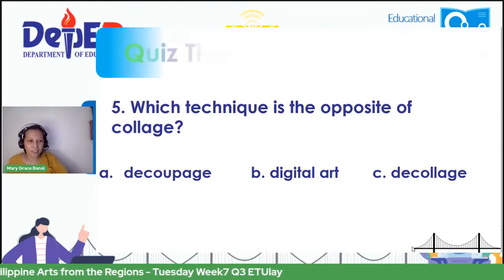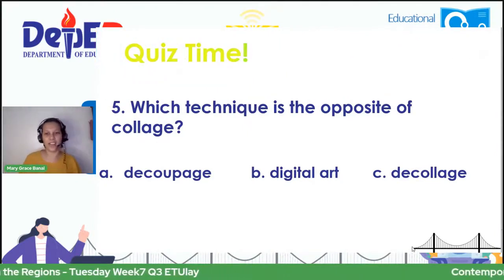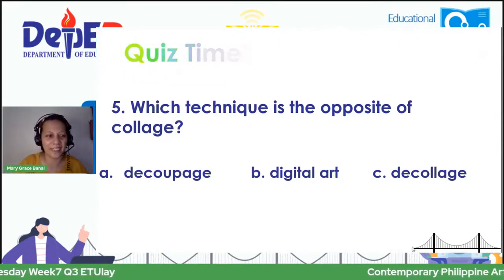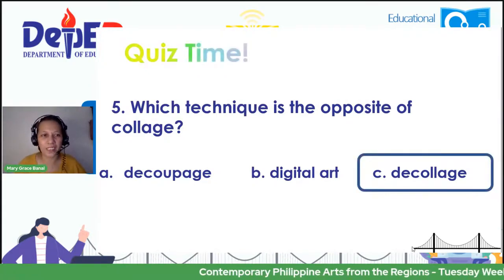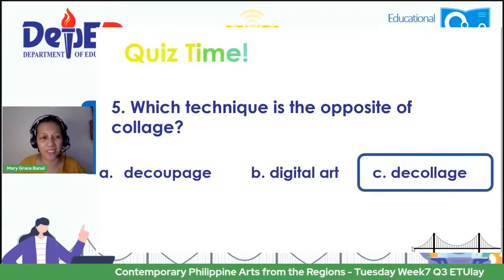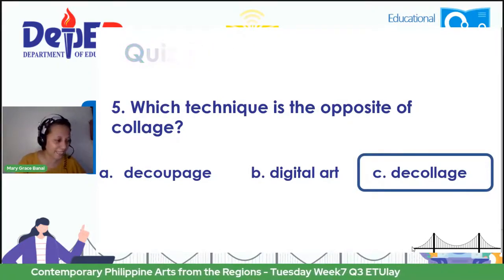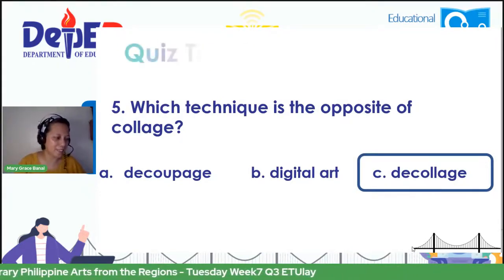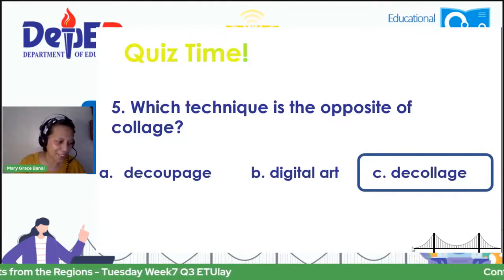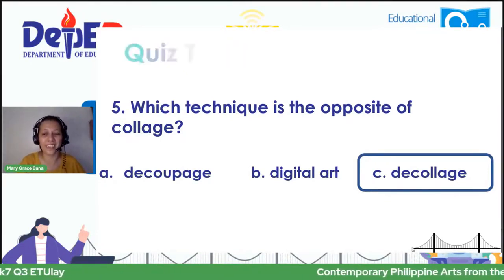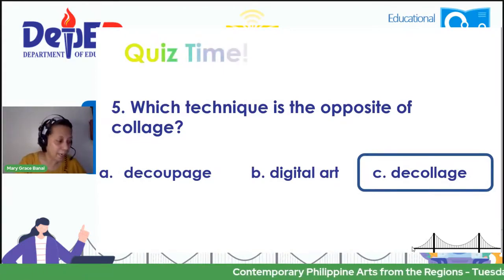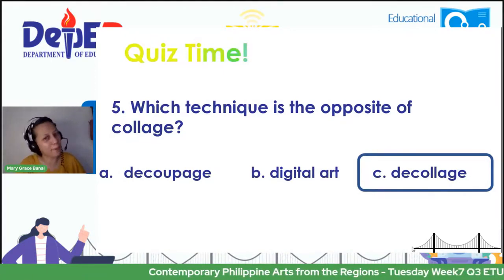Alin kaya yung opposite ng collage? Uncollage? Let's see. The answer is letter C. The opposite of collage is decollage. Okay? And again, Paula May got it correctly, and Ma'am Michelle got it correctly too. The answer for number 5 is letter C, decollage. So you got a perfect score, Ma'am Michelle and Paula.